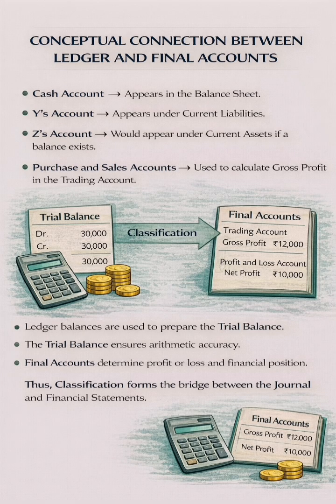Ledger balances are used to prepare the trial balance. The trial balance ensures arithmetic accuracy. Final accounts determine profit or loss and financial position. Thus, classification forms the bridge between the journal and financial statements.